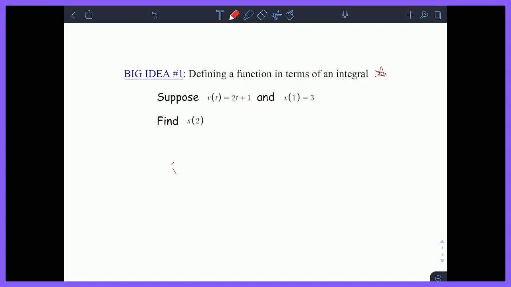Suppose you had a velocity function given, 2t plus 1, an initial condition of x of 1 is 3, and I asked you to find x of 2.